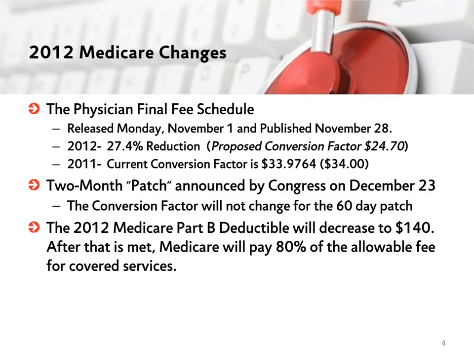So Congress announced a 2-month patch, meaning for the first 2 months we will continue to use the 2011 fee schedule. Congress will make a decision if they're going to move forward with the 27.4% reduction on March 1st. And as far as our Medicare Part B deductible, it was decreased. So now the beneficiaries are responsible for $140 annual, and Medicare will pay 80% of the allowable charges for the covered services.